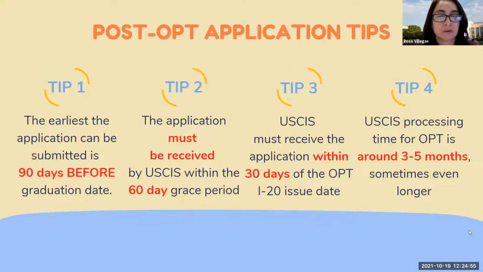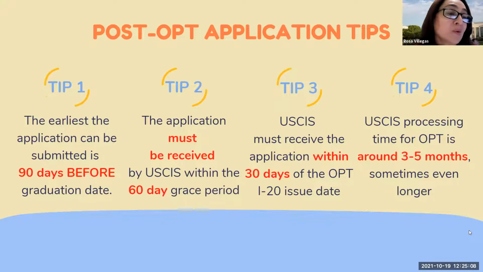So we are already 90 days before December 12th, and the 60-day grace period will start counting from December 12th. So you cannot come back in March and say, I graduated last fall and I want to apply for OPT. We're going to say, I'm sorry, but it's too late. You can't do it. So again, keep in mind those days.